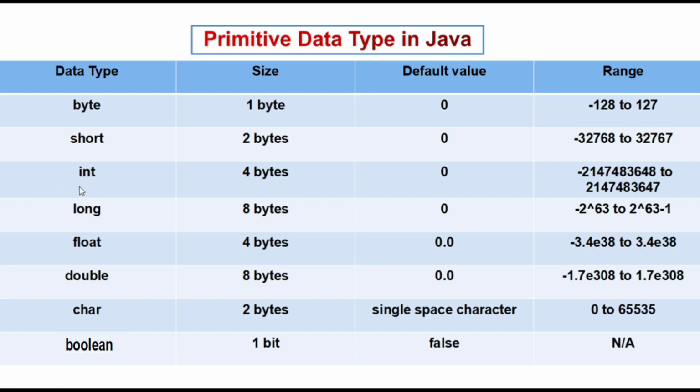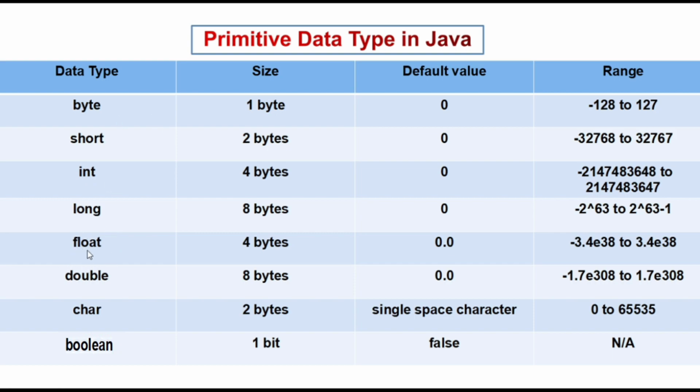Same with int, it will allocate 4 bytes and the default value is 0, and this is the range of int. Same with long, it will allocate 8 bytes, its default value is 0, and this is the range: minus 2 to the power 63 to 2 to the power 63 minus 1. So here byte, short, int, and long are the integer data types. They will store only integer values.